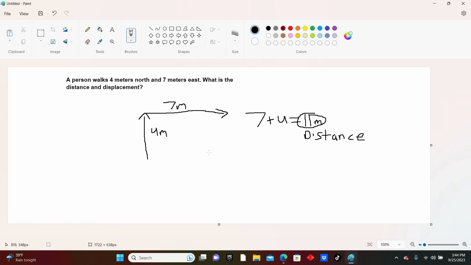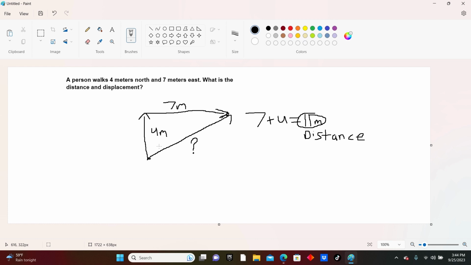Okay. Now let's find the displacement. The displacement is the distance from the final point to the initial point. In this question, our initial point was here, and our final point we ended right here. So we want to find the distance from here to here, which is this length right here. We want to find the magnitude of this vector.